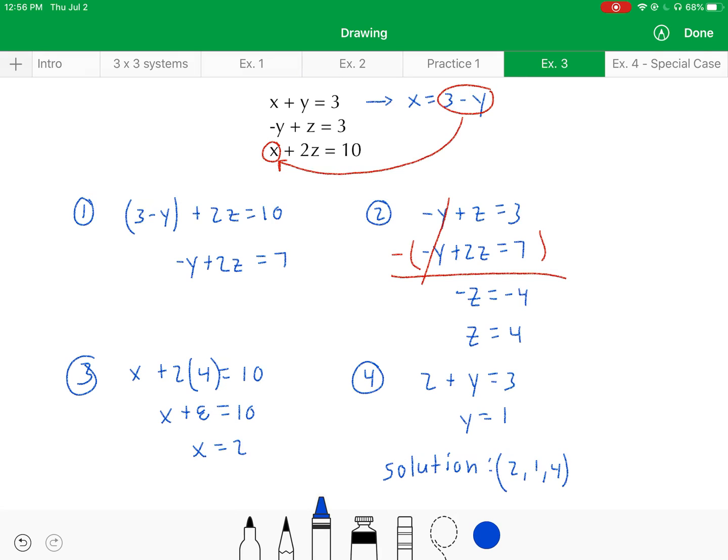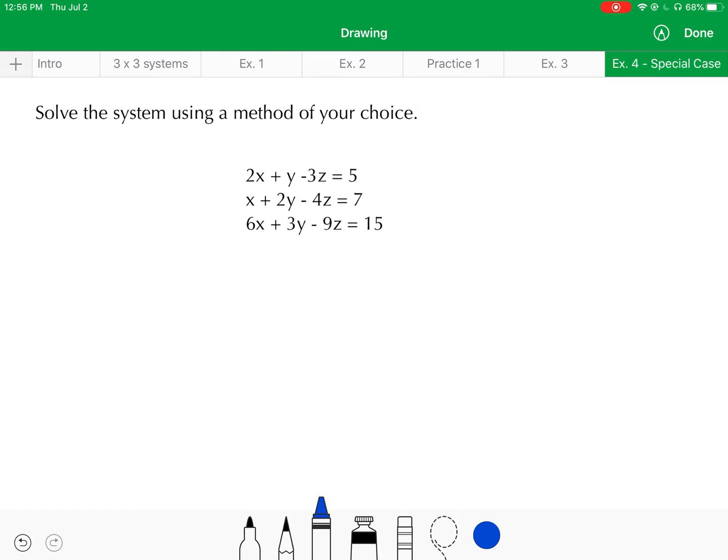Okay. All right, so you'll notice that all of the examples we've covered so far, both this example and the examples in the previous video, they all had one solution. I want to look at a final example where that's not the case. So yet another 3 by 3 system here. We're asked to solve with a method of our choice. And just inspecting the equations here, I think I'm going to use substitution. I'm going to take the middle equation and solve it for x.